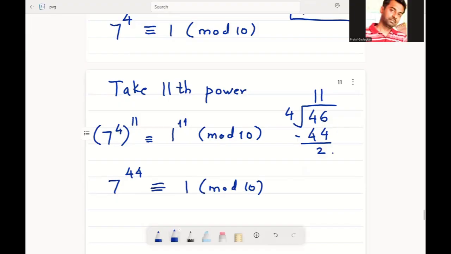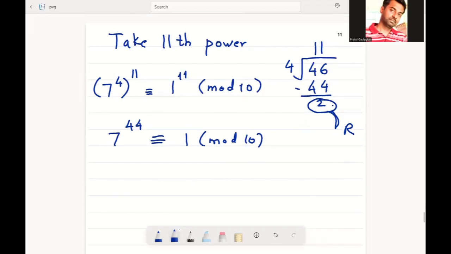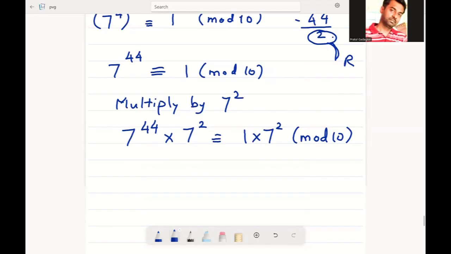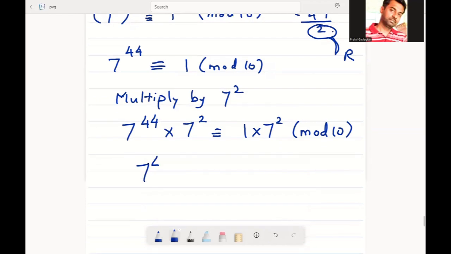I'm 2 powers away now because I want the 46th power. So the remainder is 2. So let us multiply by 7 square on both sides, because I need 2 powers. Multiply by 7 square. So 7 raised to 44 into 7 square is congruent to 1 into 7 square modulo 10. So this will give me 7 raised to 46 is congruent to 7 square, which is 49, modulo 10.